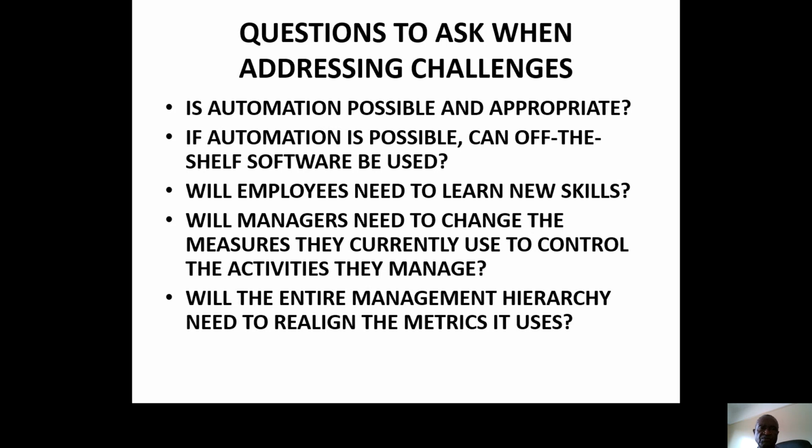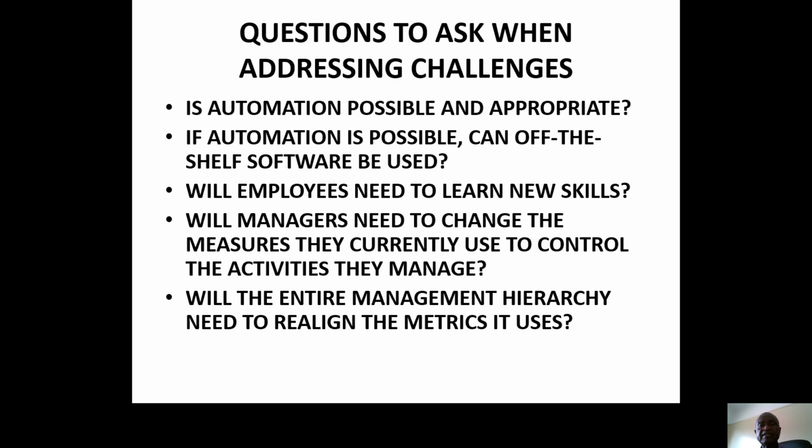And these are some of the questions which you want to ask. Is automation possible and appropriate? If yes, so where is the problem? Do it. If automation is possible, can off-the-shelf software, just taking the software from the shelf, be used? Or do you need a customized program or software, which is suitable for you and not for others? But you still need to communicate with those guys. So your software must be communicating with your partners.